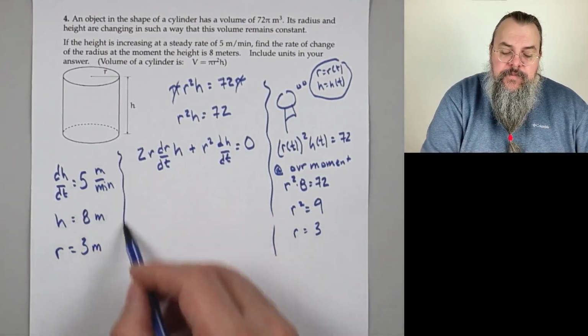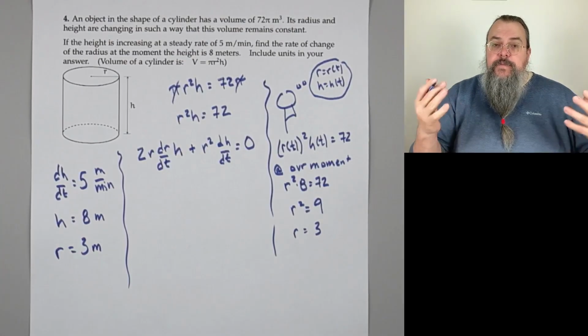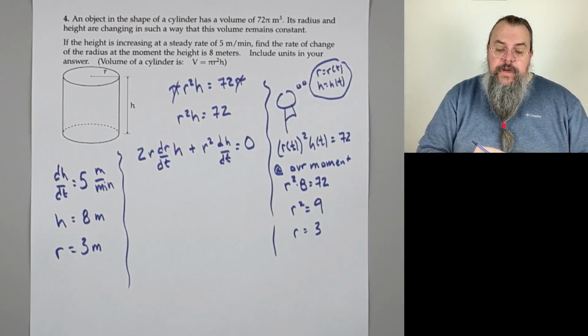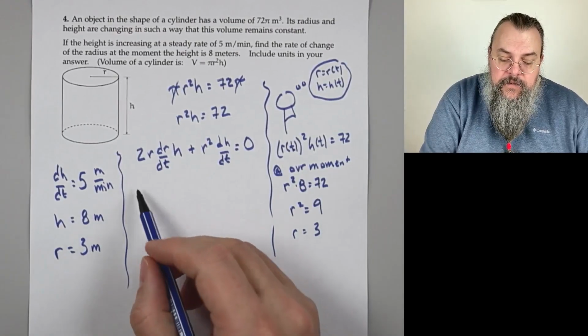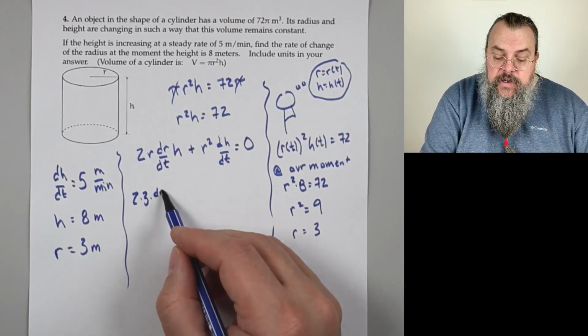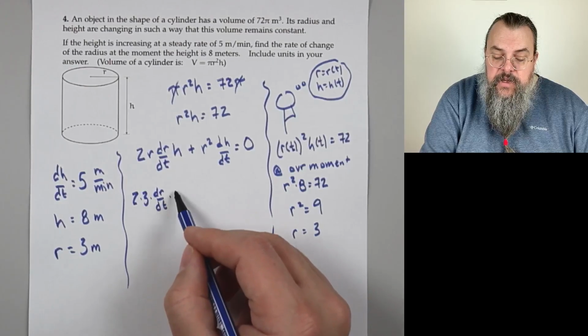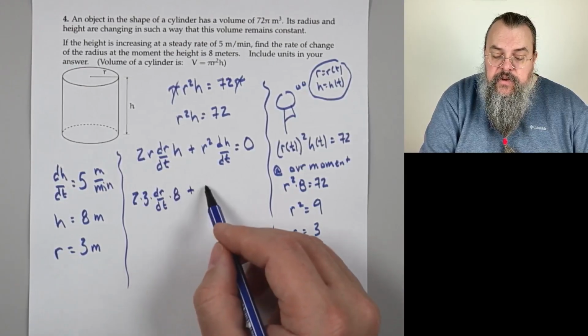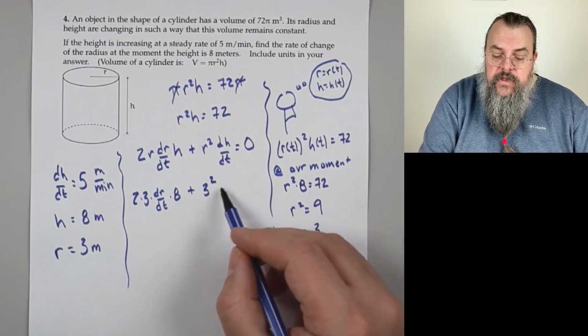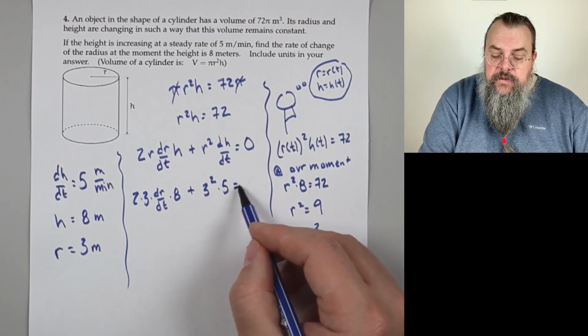All right. And now we just plug in for what we know, solve for what we don't. It's a great way to do things. So we have 2 times 3 times dr dt times h plus r squared dh dt equals 0.